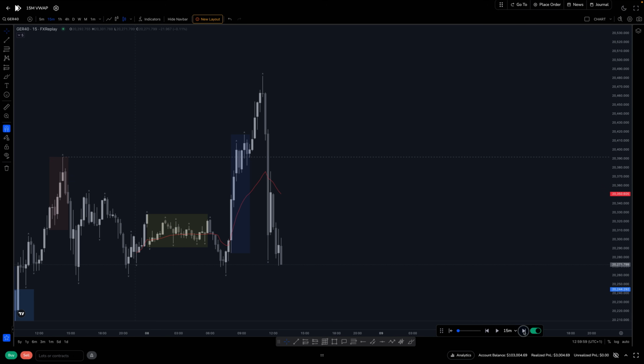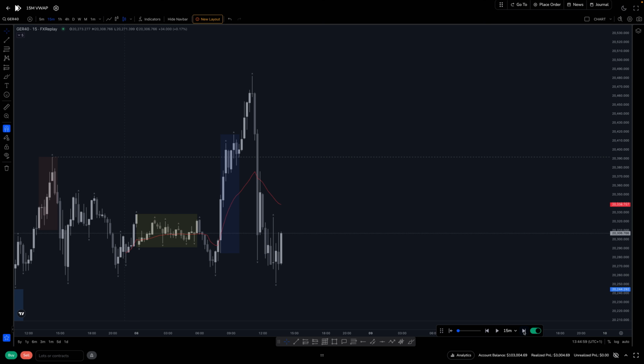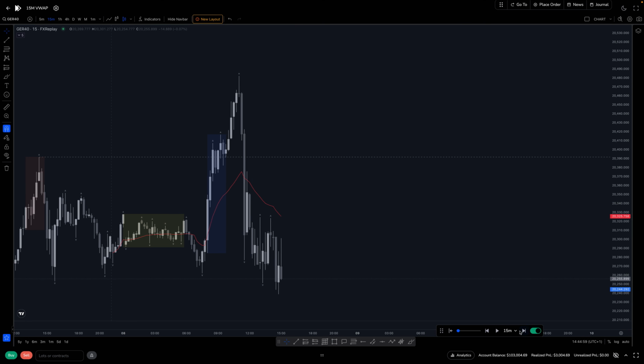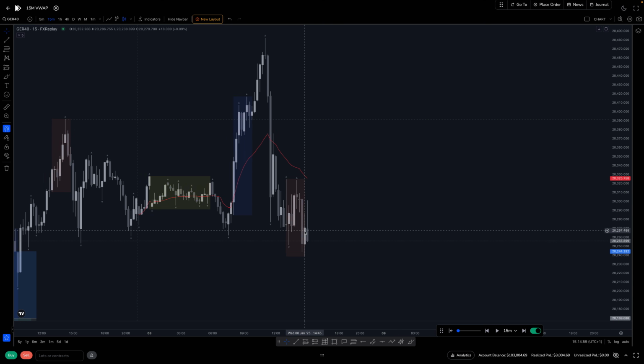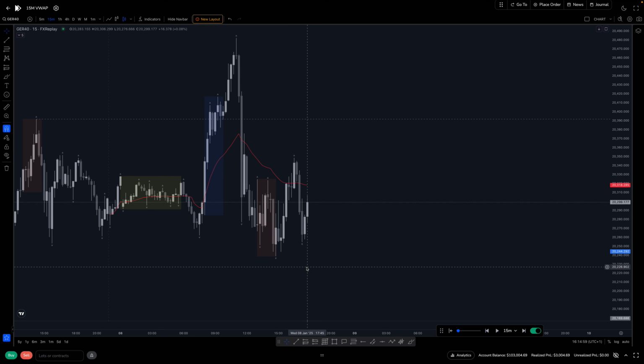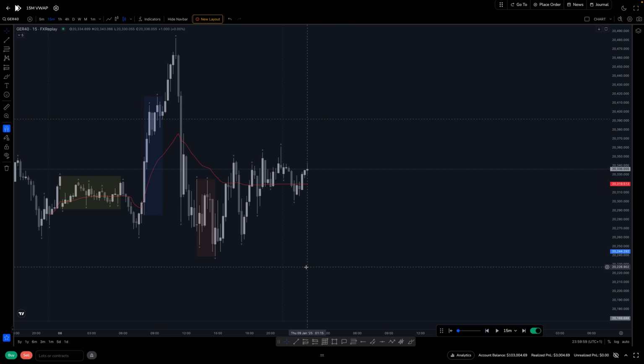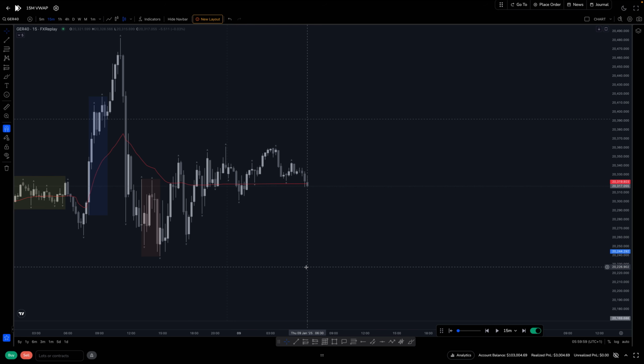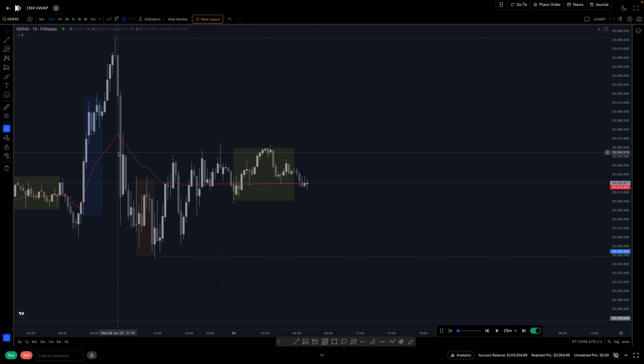So we're in session now. We're below the VWAP, and there's nothing really going on here. Out of session, and moving on to the next day. So move on to around 7 AM. Remove this, and then add the new one.